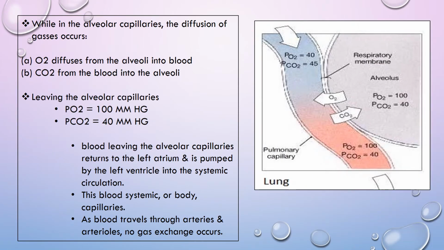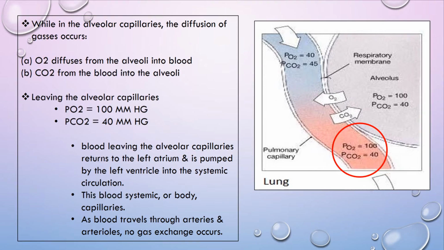As a result, the partial pressure of oxygen in the blood capillary becomes 100 mm of mercury, and the partial pressure of carbon dioxide in the blood capillary becomes 40 mm of mercury. Then this oxygenated blood is pumped to the systemic circulation, and take note that there is no gas exchange while the blood travels through the arteries and arterioles until it reaches the systemic capillary.